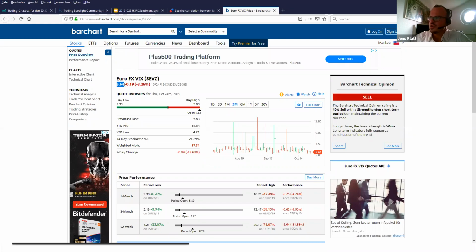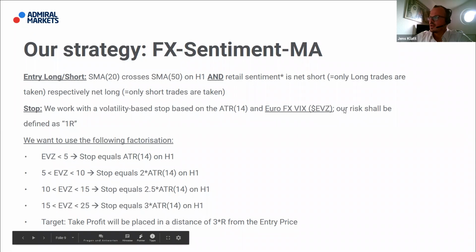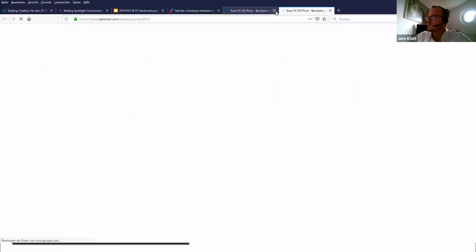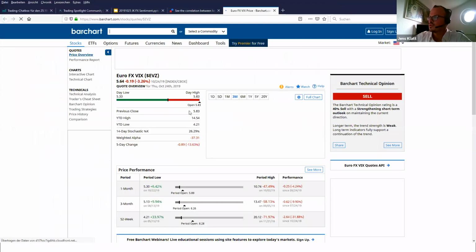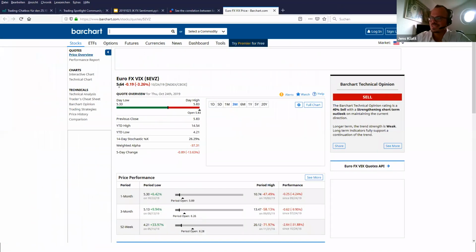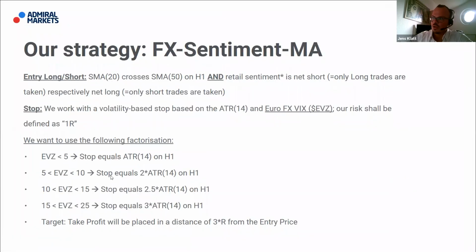So what I do here is look at this and then find the multiplier for my ATR 14. For example, as we currently have, let's switch back here again, if we have an EVZ which is bigger than 5, you can see it here in the quote overview, the EVZ is 5.6. That means we would multiply our ATR on H1, which is the chart we're looking at, by 2.